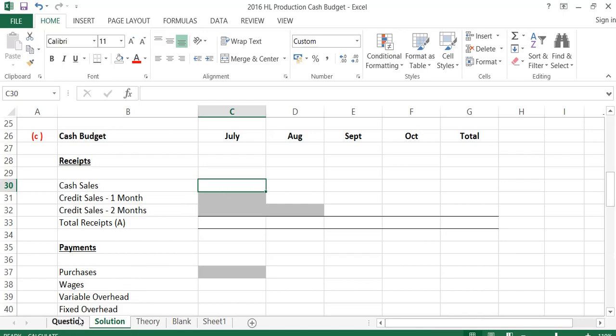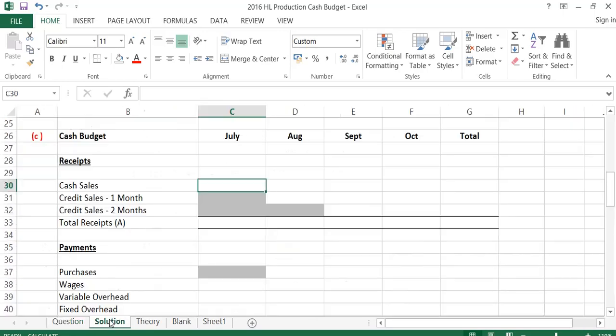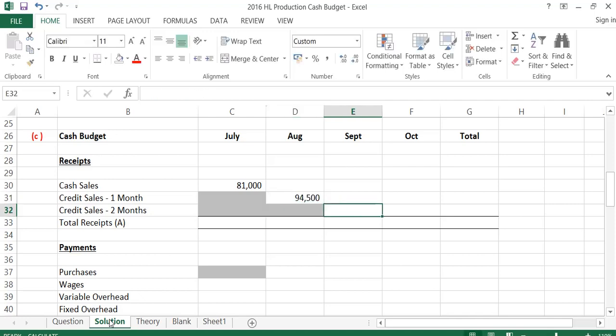So to work this out for July, I'm just going to start off with my sales. So my sales for July are 270,000. And 30% of those are for cash. So I'm just going to multiply that by 30% because I get that in July. Then of the credit ones, again my total sales are 270,000, but 70% of those are for credit. And of that 70%, I get half of it 1 month later, and then I get the other half, which will be the same amount 2 months later.